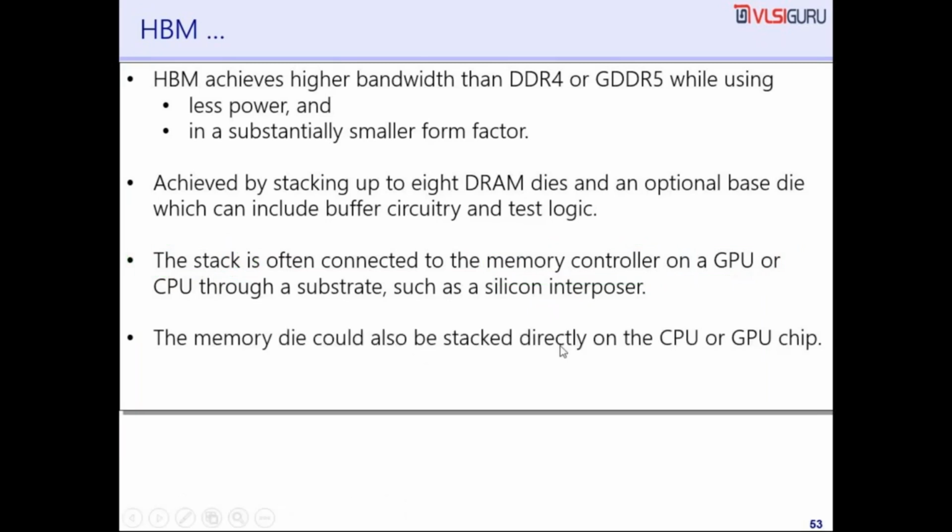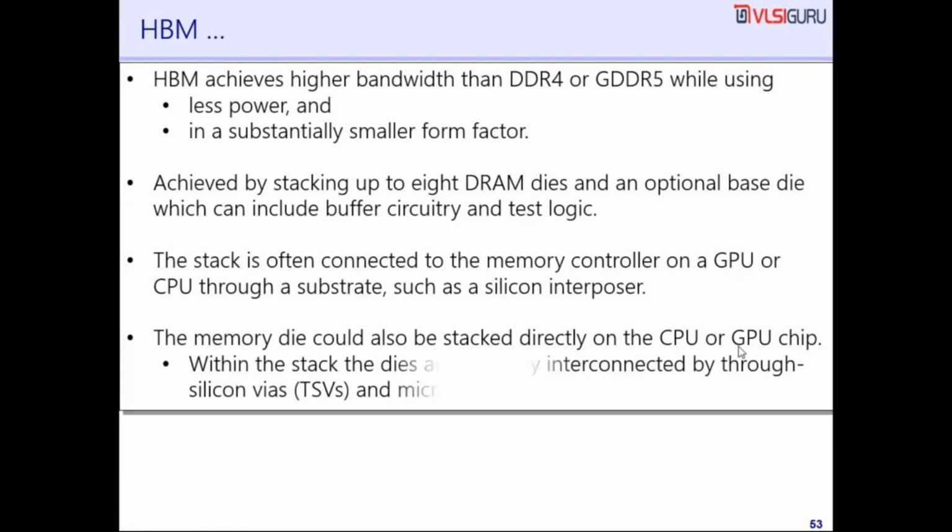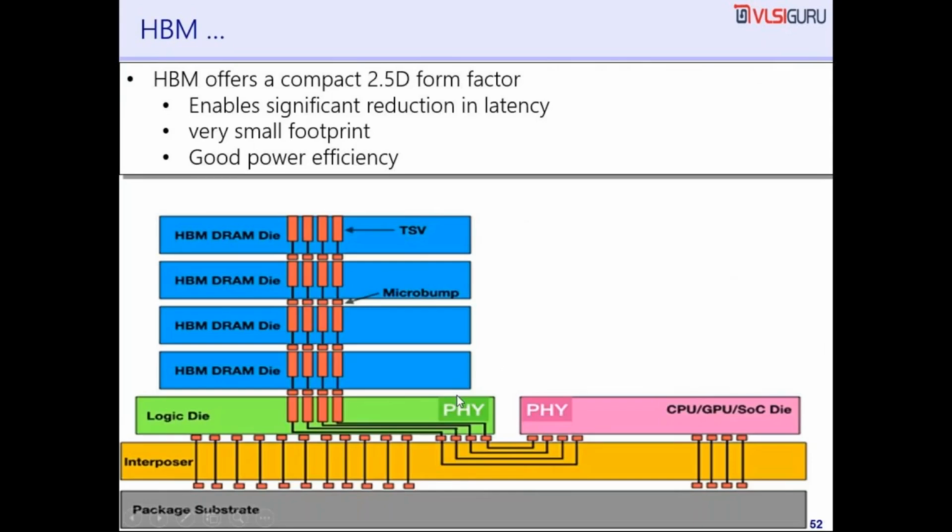Memory die could also be stacked directly on the CPU or GPU. So it is also possible to stack the dice on the CPU or GPU itself. Within the stack, the dice are vertically interconnected through silicon vias, TSVs, and micro bumps. So if you go back here, this is what we are calling the TSVs. I mean, through the silicon, you are taking the connections like this.